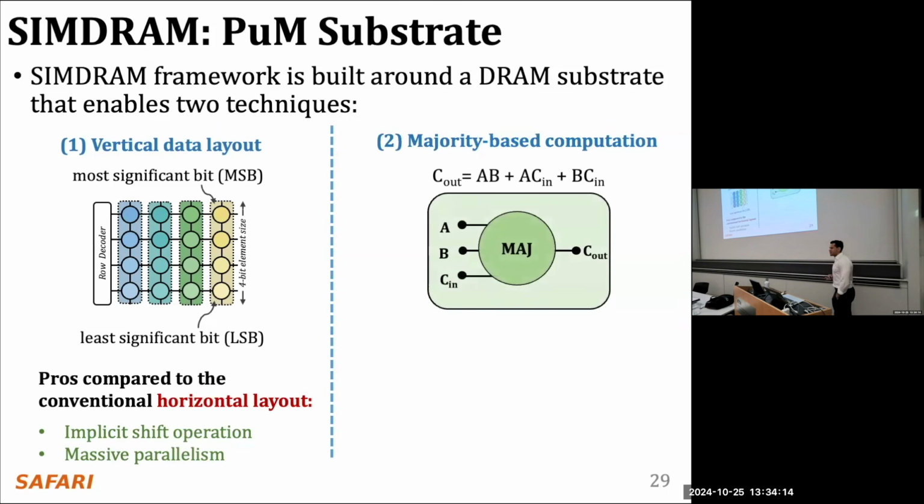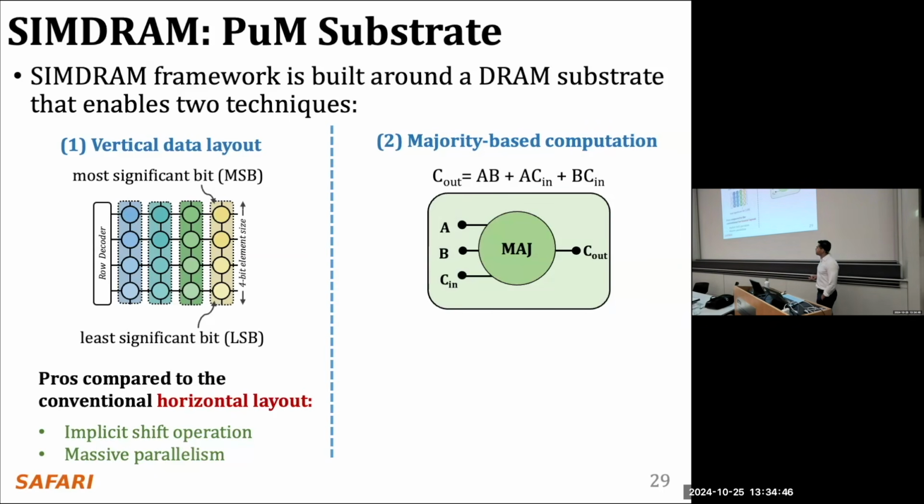The other key idea we use is majority-based computation for arithmetic. In the prior work, the Ambit paper, the main operation was triple row activation to realize a majority operation, but we were always setting one of the inputs to either 0 or 1 so that we could do Boolean AND and OR operations.